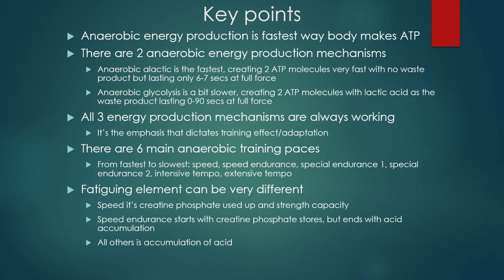Speed endurance starts with creatine phosphate stores, as that taps out at 60 meters. You have to do it more with glycolysis, so it's going to be acid accumulation at the end of these reps and at the end of these workouts. All the others, it's going to be the accumulation of acid.